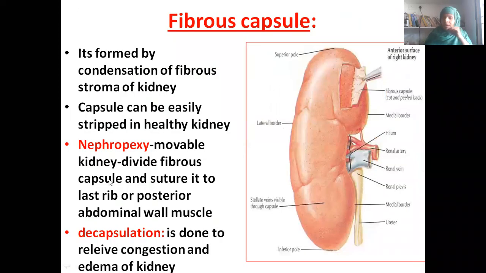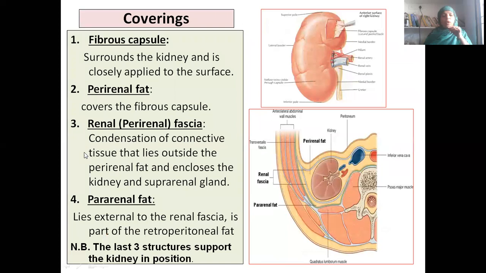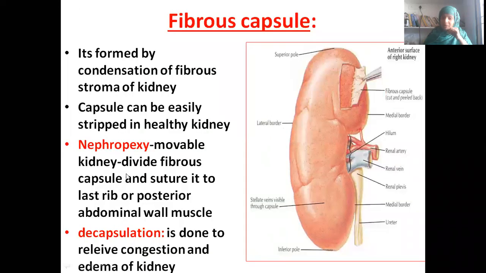Okay, now let us describe each in detail. If it is a 3 marks question, you can just draw this diagram and give these points, that is enough. But if it is a 5 marks question or an essay, usually in the essay, coverings of the kidney will be asked to elaborate. So you will see the outermost covering is the fibrous capsule. It is formed by the condensation of fibrous stroma of the kidney. Okay, that means the connective tissue of the kidney itself is condensing to form the capsule.